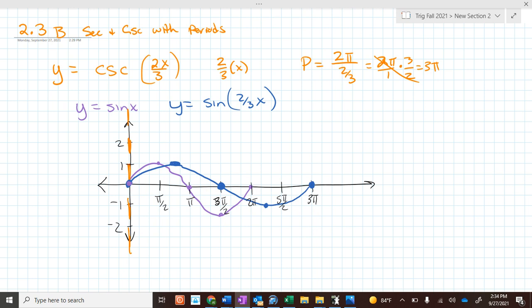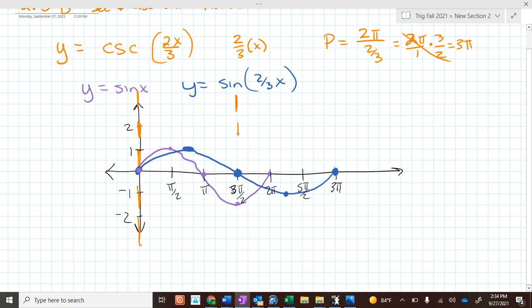Where am I going to put my next asymptote? 3 pi over 2, because that's where the graph crosses the x-axis. Where's my next asymptote? 3 pi, because that's where I hit the x-intercept again. There. There. This point's in the wrong spot, that purple point is. There and there. Okay? We good with that? You can do that? Okay.